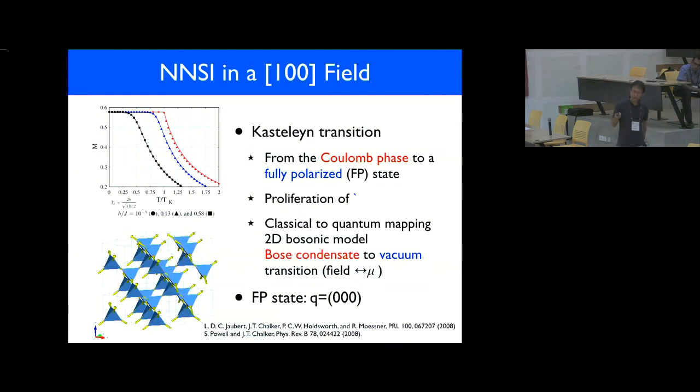And interestingly, you can map this to a 2D Bosonic model. So this is a 3D classical model. You can consider this direction as an imaginary time direction, and then there's a Bosonic model. And this transition corresponds to a transition between the Bose condensate and the vacuum. And by tuning the field, it's basically just tuning the chemical potential of the Bosonic model.